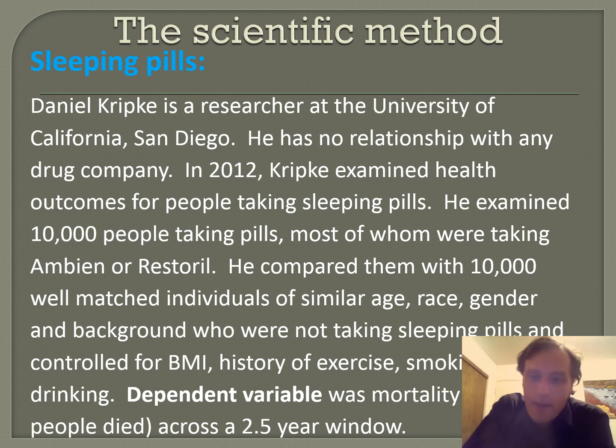He compared them with 10,000 well-matched individuals of similar age, race, gender, and background who were not taking sleeping pills, and controlled for body mass index, history of exercise, smoking, and drinking. So all those were controlled variables, and he also randomly assigned people into the treatment group and experimental group. The dependent variable here was mortality. That means how many people died across a 2.5-year window.